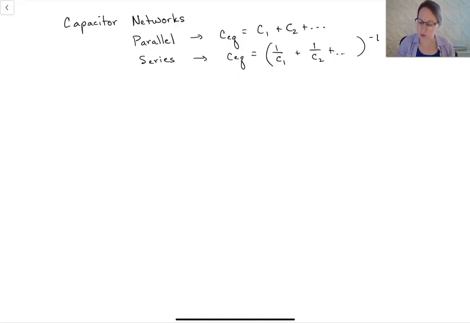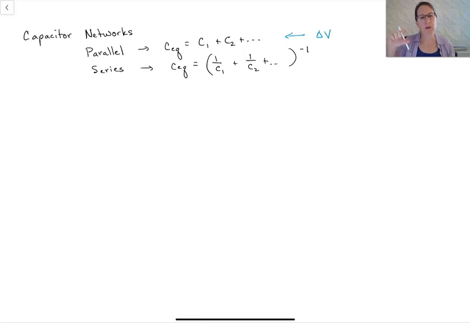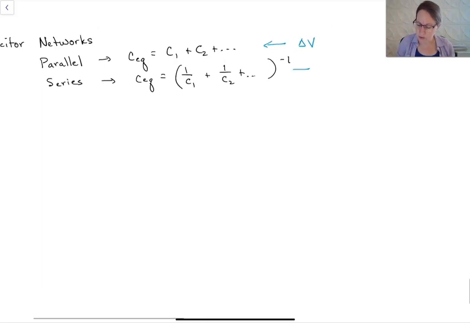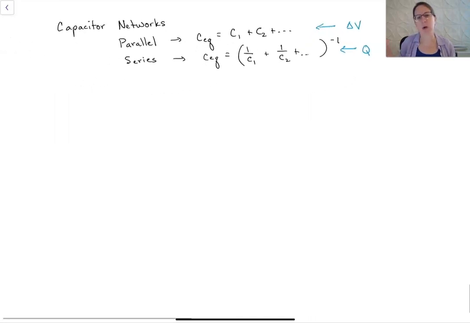And the thing to notice about things that are in parallel is the change in potential. The potential difference for ones that are in parallel are the same, whereas ones that are in series have the same charge. Okay? So our goal is just to work a made-up problem so you can see how all this works. So the idea here is that we have a battery, a 9-volt battery, that's our potential difference there, and a bunch of capacitors.